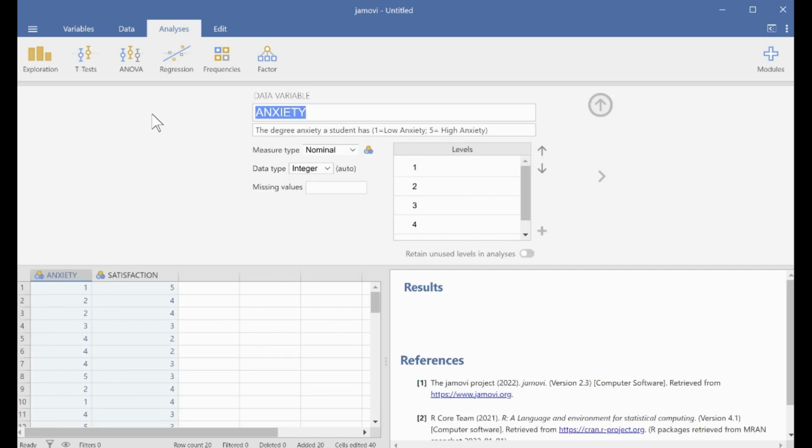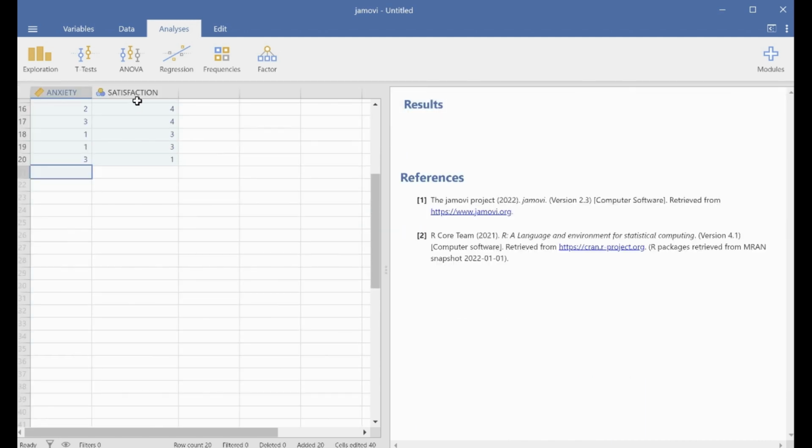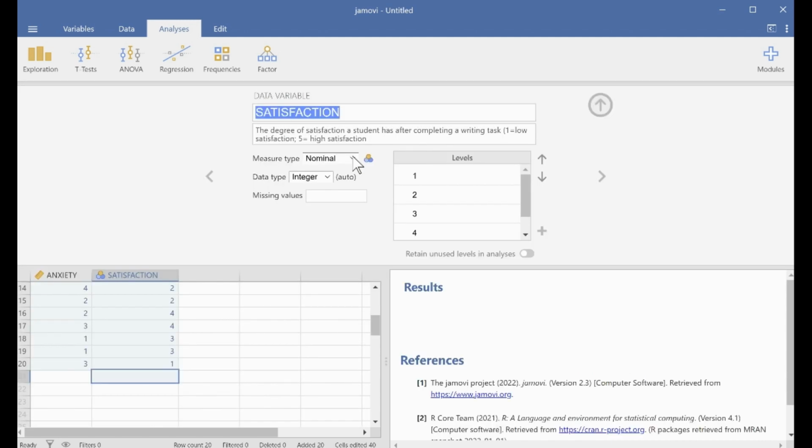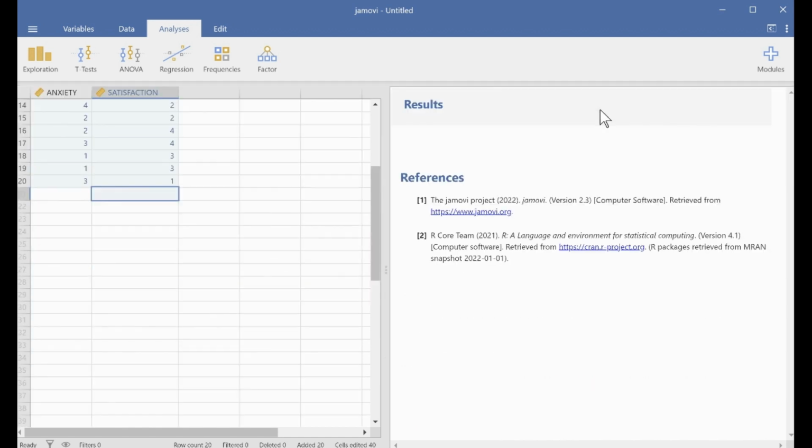If we open up anxiety, actually this is continuous data. If we look at anxiety, it's the degree to which a student has anxiety, low anxiety, or high anxiety. Let's close that. Let's open up satisfaction. This is also continuous data, and this is the degree to which a student has satisfaction after completing a writing task. And once again, we have low satisfaction and high satisfaction, and everything in between.